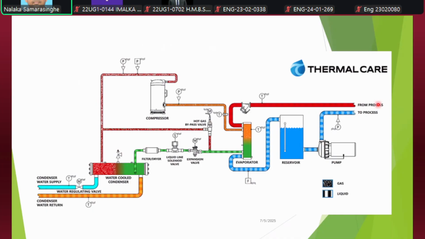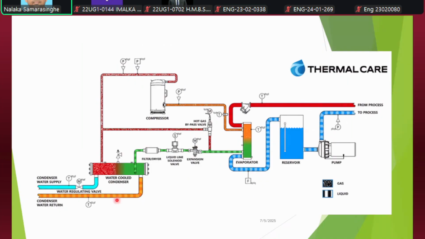The return water from those air conditioning units comes along the line indicated by the red color, and it is again cooled using the cooling coil, and again the temperature drops to 6 or 7, and it goes again into the process. So that's what happens in the evaporator.